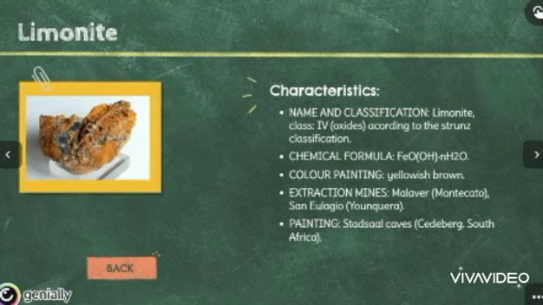Limonite. Limonite was in the 4th class, the oxides, according to the Strunz classification. This was its chemical formula. The color of the paint was yellowish brown. The extraction mines were in Malleber, Montecato and San Eulagio in Jonquera. And the most famous painting was the Stadsal Caves in Cedarberg, South Africa.